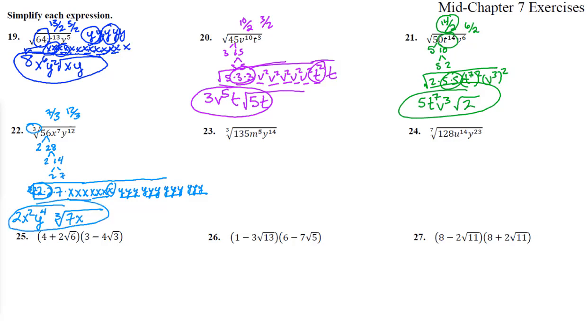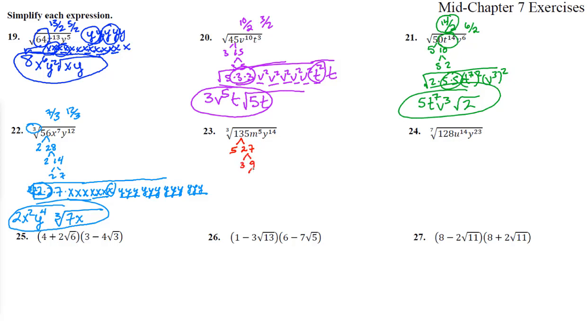All right, number 23. All right, cube root of 135 m to the 5th y to the 24th. Let me see, that is, I don't know, what is that? 5 definitely goes into it. 5 goes into that. Looks like 27 times. If you can identify that and see, hey, 27 is a perfect cube, then that's great. You can leave it like that. But we're going to keep going.